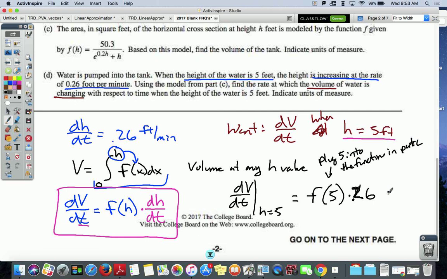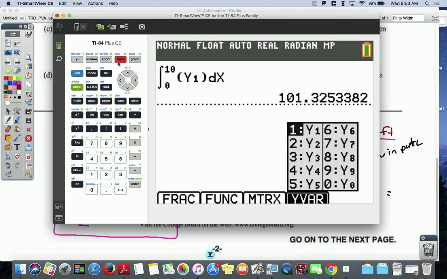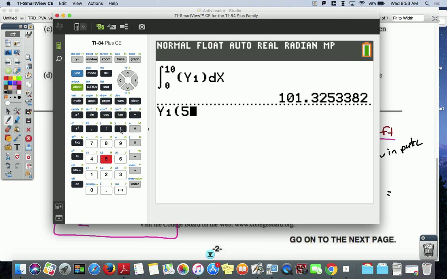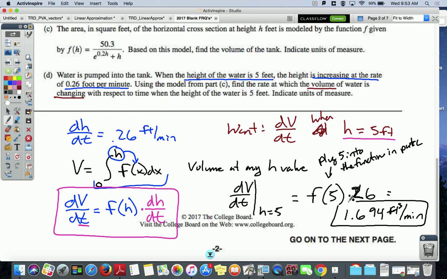I already have that in my calculator, so I'll do this the quick way. I'm going to bring up y1, plug in 5, and then multiply by 0.26. This gives me 1.694 as my answer. So it equals 1.694, and then we need to have a unit. The unit is how the volume is changing with respect to time, so we're talking cubic feet per minute. And that's the final answer.